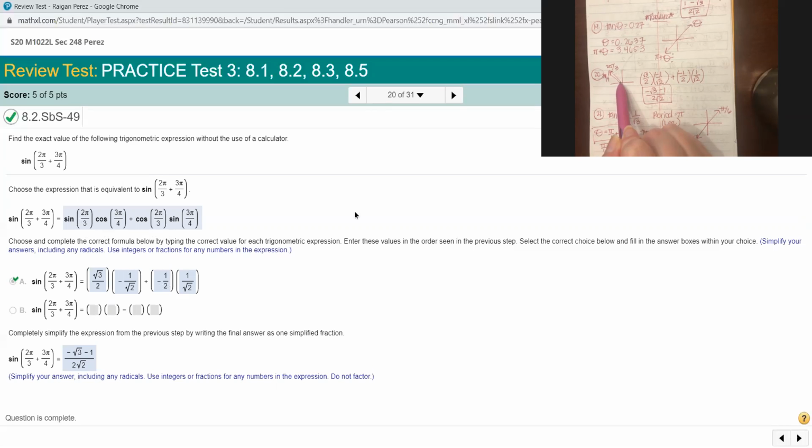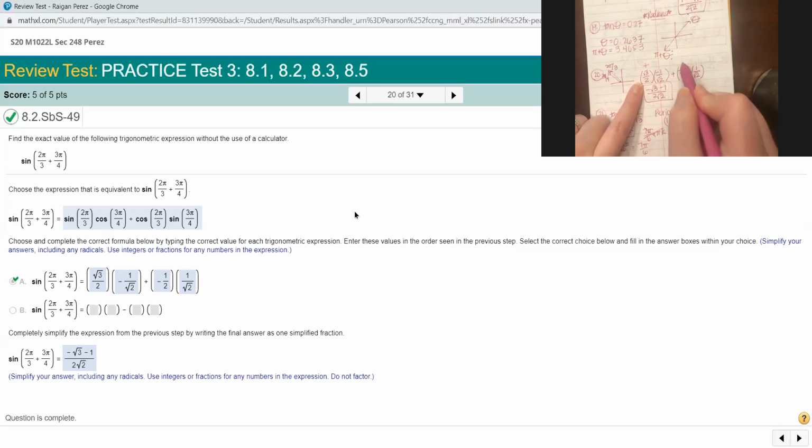So I knew that sine was positive, but cosine was going to be negative. So this one is positive, and right here I knew this one was going to be negative. And then just what are the two angles of pi over 3. So sine of pi over 3 is square root of 3 over 2. Cosine of pi over 3 is 1/2, but it had to be negative.